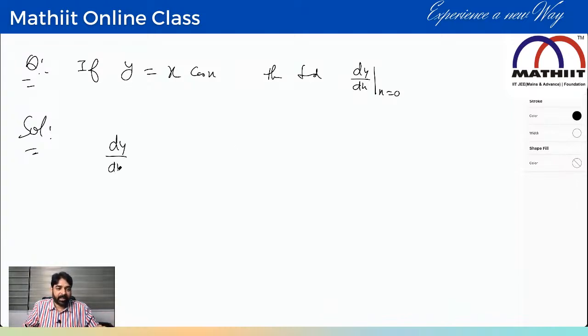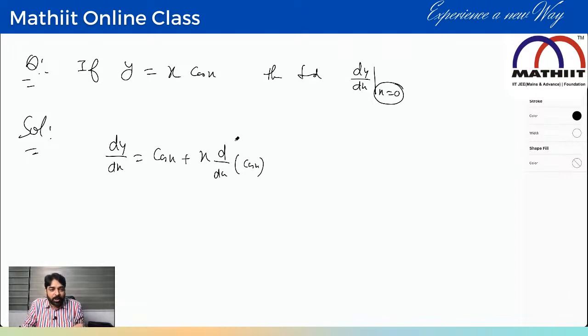So dy by dx equal to d by dx of this. D by dx of this means what? Differentiation of this into this, means differentiation of x into cos x plus x into differentiation of cos x. Listen to me, I'm not going to do the second part. Why? Because I know I have to find at x equal to 0, so this value will be 0. So whatever this differentiation is, that will be 0 only.